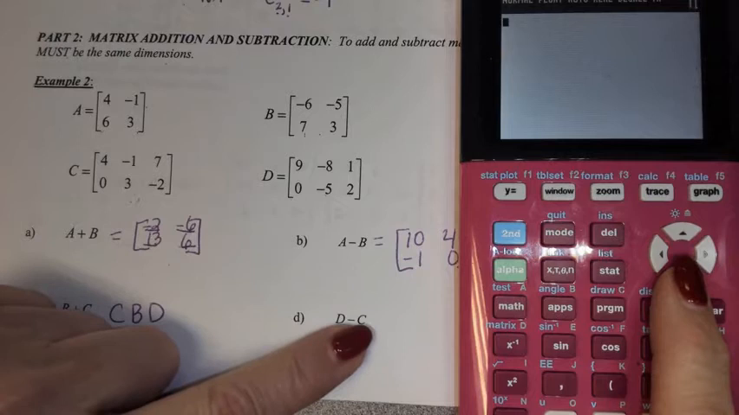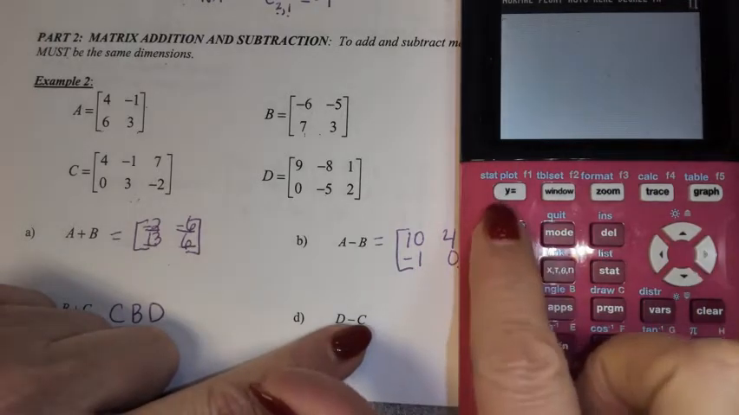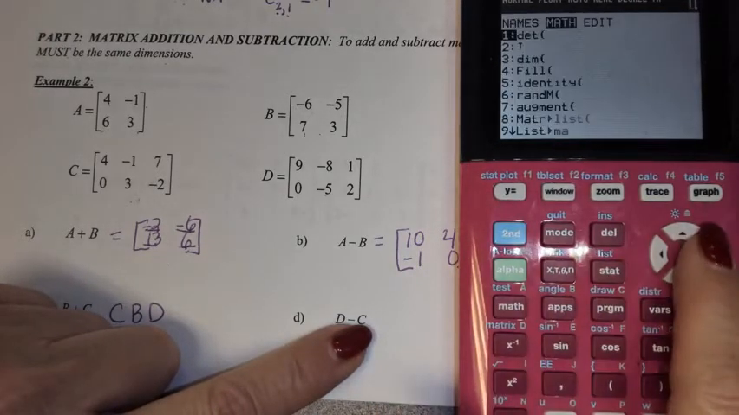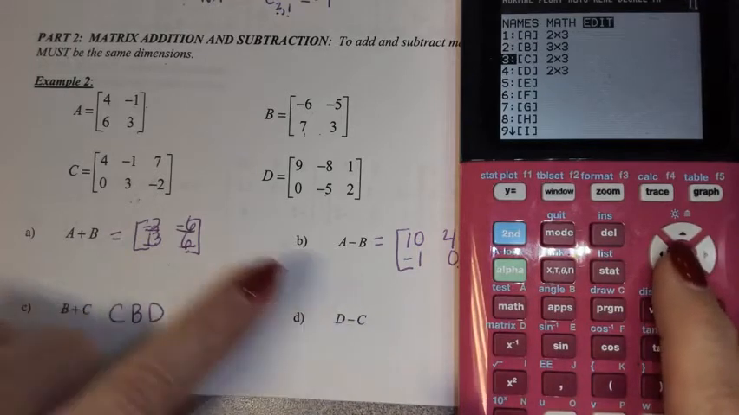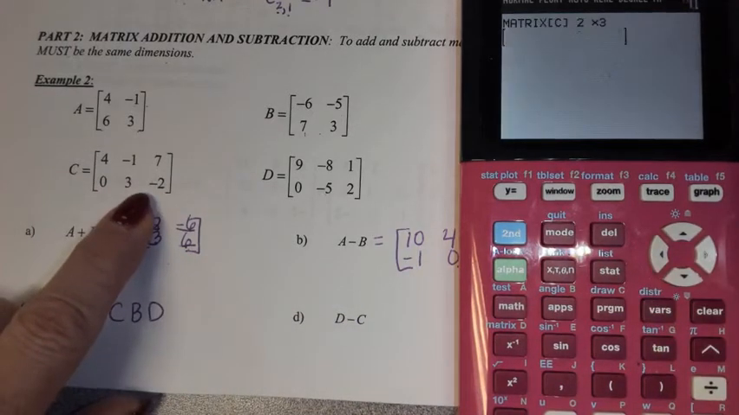So we want to now put in matrix C so that we can subtract those two. So we're going to go to second matrix. We're going to go over to edit. We're going to go down to matrix C. We're going to push enter.